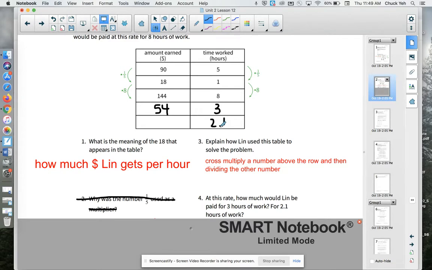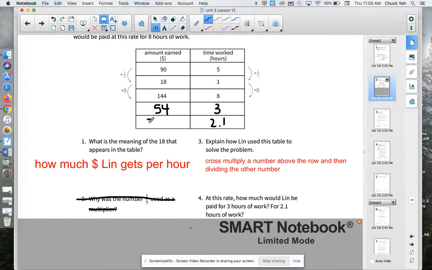Okay? Now 2.1, because there's a decimal, it'd be hard to figure this out by finding what number can multiply by what. So the easiest way is to cross multiply and divide. The cool thing about this, you can do it for anything. You can cross multiply 54, divide by 3. You can cross multiply 2.1 times 144, divide by 8. You can cross multiply 2.1 times 18, divide by 1. Any of these. Use your calculator.